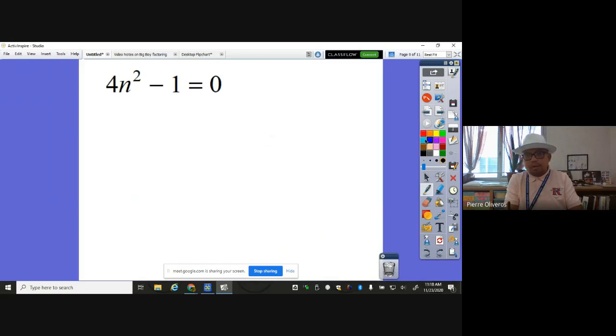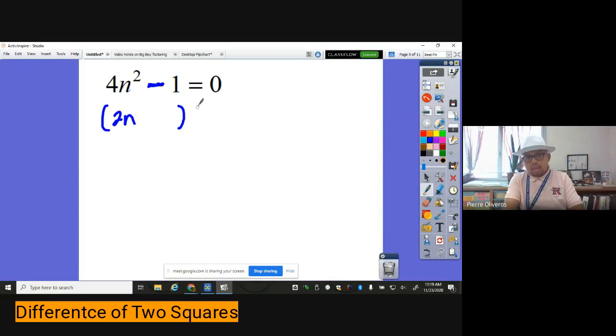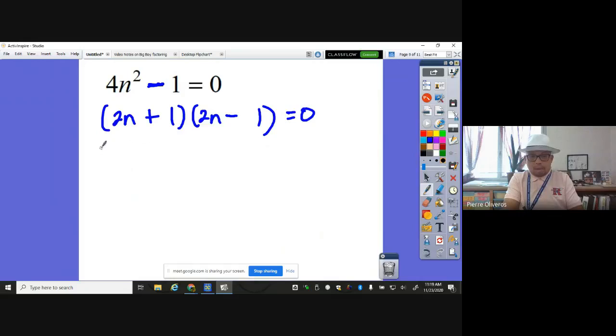Now, this time is a difference of two squares. We know the square root of 4 is 2, the square root of 1 is 1, and it's minus, so this will work. So 2n here, 1 and 1. One is positive, one is negative, equal to 0. Solve each of them out. 2n plus 1 is equal to 0, and 2n minus 1 is equal to 0.